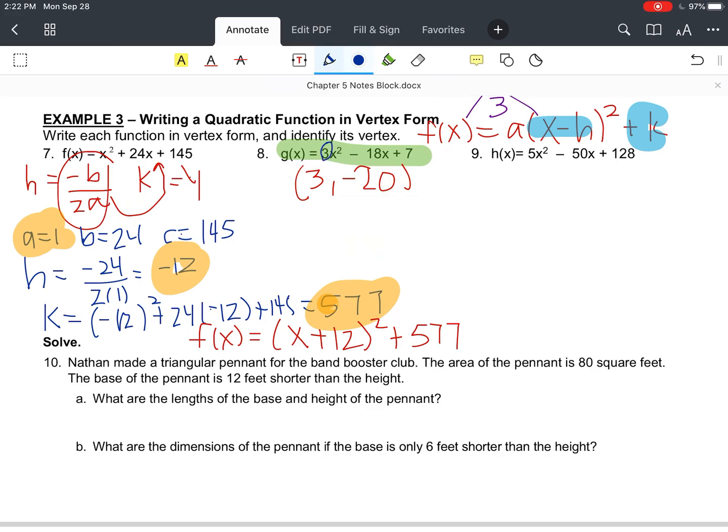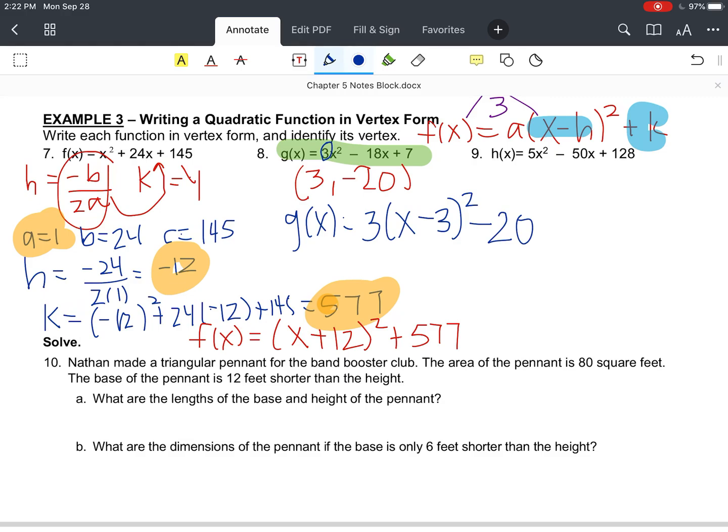I know my A is 3 from my original. So my answer is going to be g of x equals 3 parenthesis x minus h, so minus 3 squared minus k, which is 20. So that's another way, if you have a graphing calculator, is just look for the vertex on a graphing calculator. So you can try number 9 in whatever method you want, and then check your answer.